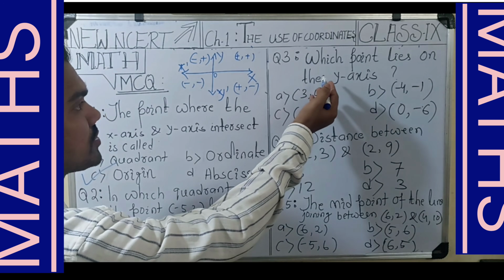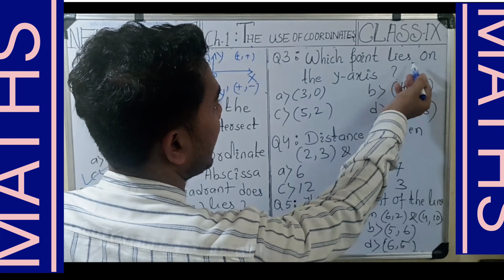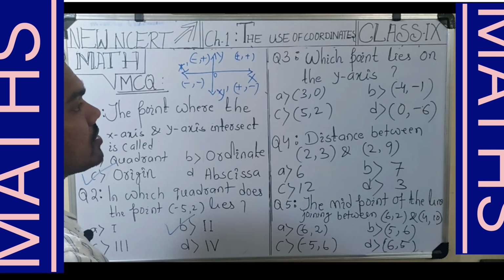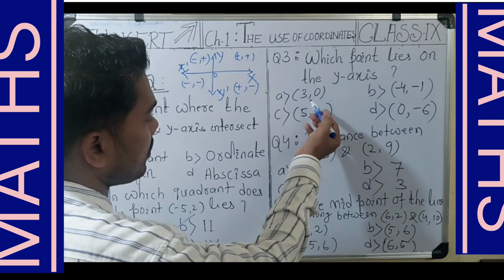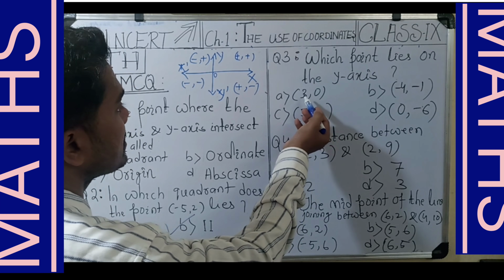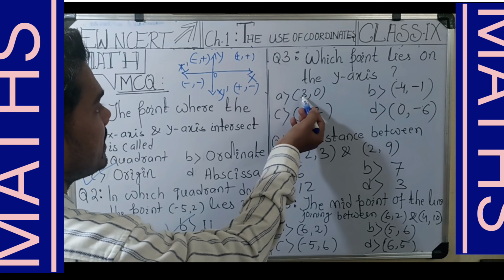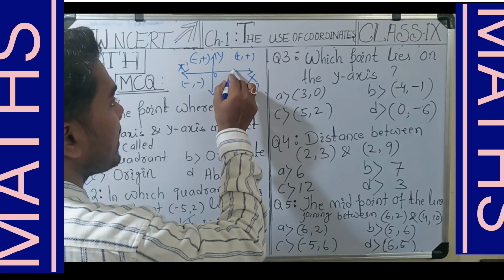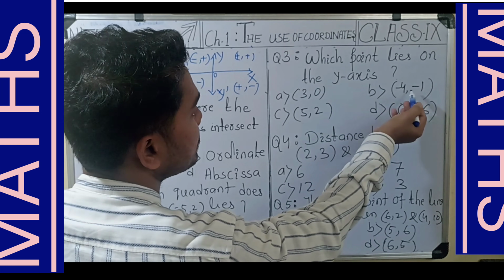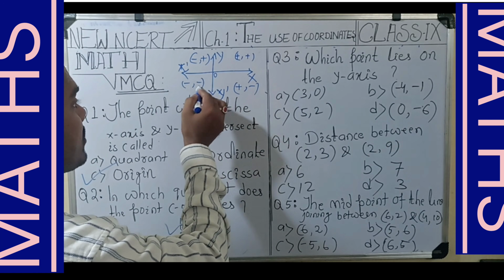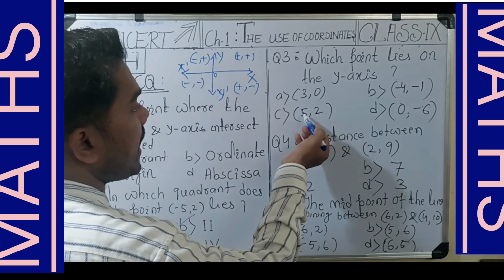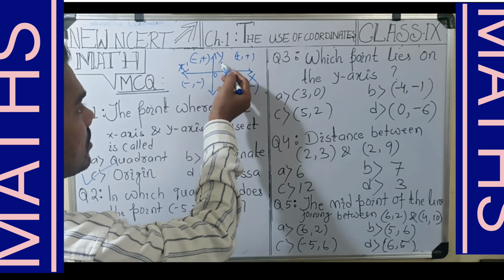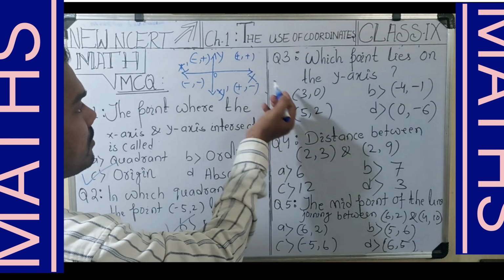Next, third question: which point lies on the y-axis? Which point will be present on the y-axis? So students, the options are given. Option A, (3, 0): the x coordinate is 3 and the y coordinate is 0, so the point lies here. Option B, (-4, -1), will lie in the third quadrant. Option C, (5, 2): both are plus, so it will lie in the first quadrant.